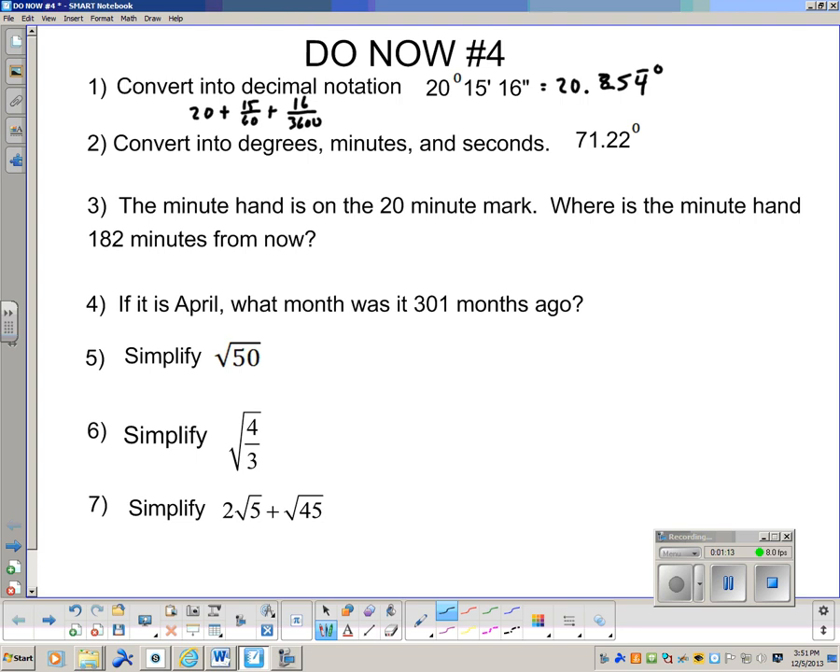So that's supposed to be a 2 in the tens place. I'll rewrite that. 20.254 repeating. There.